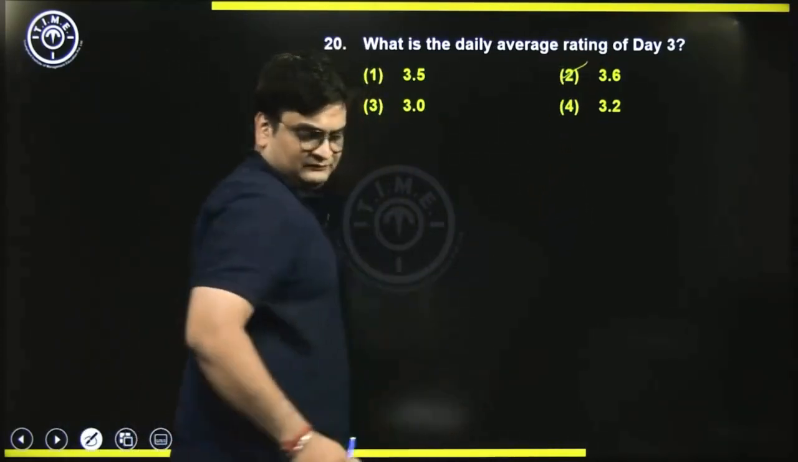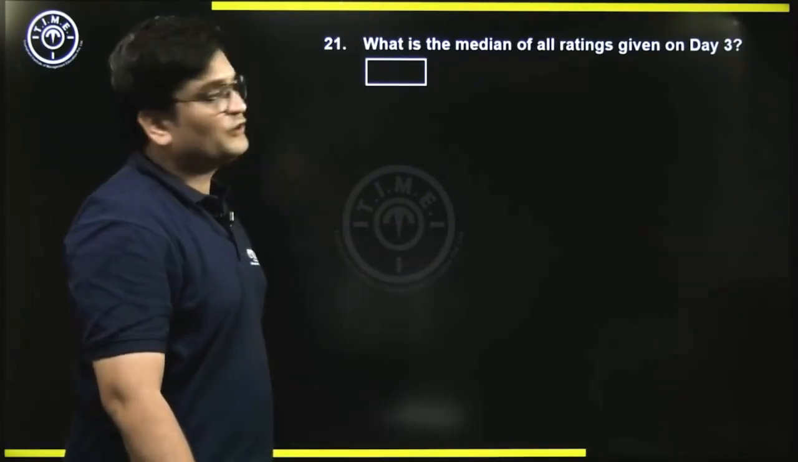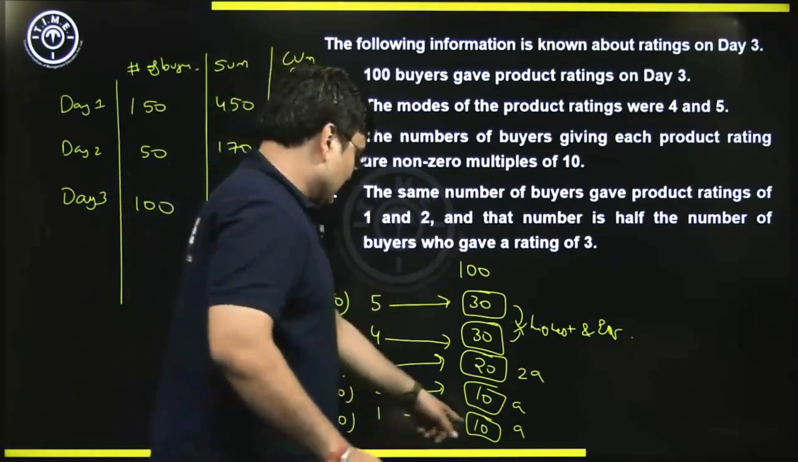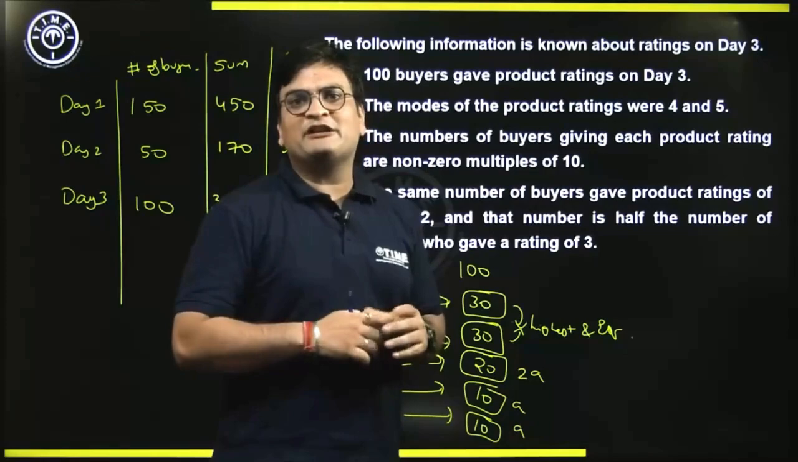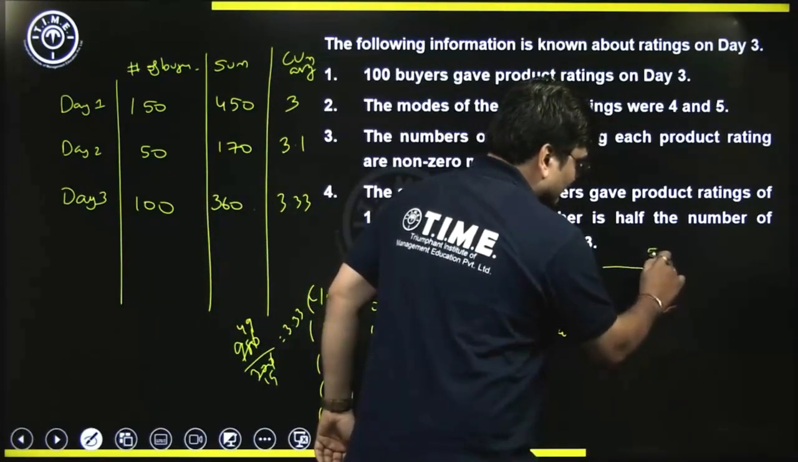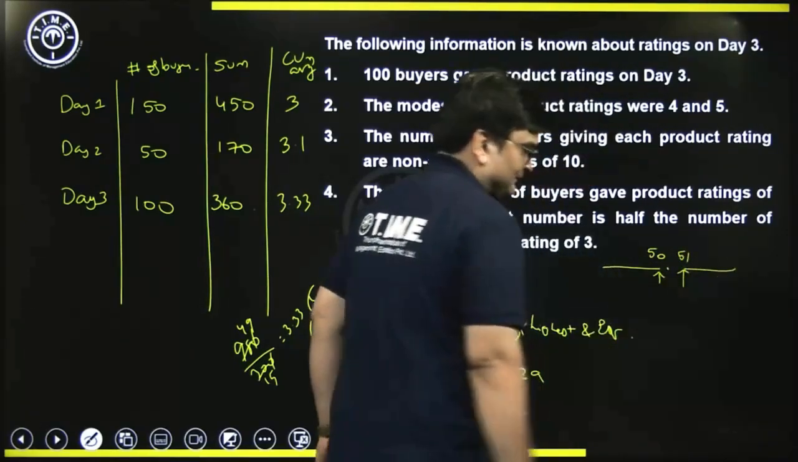Second option. What is the median of all the ratings given on day 3? Now, look at all the ratings given on day 3, these are the ratings. So, if you look at 100 buyers, the median will be 50.5, right? So, between 50th reading and 51st reading. So, somewhere here you will have the median.